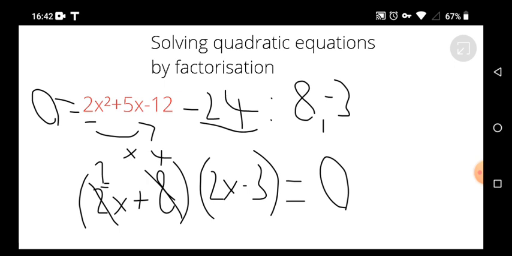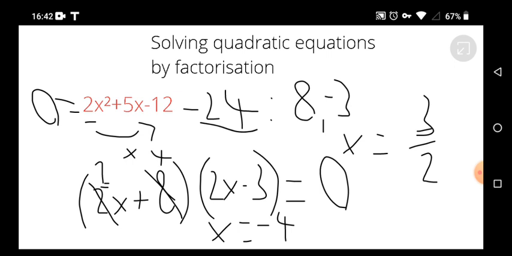Alright, so we have x plus 4 is 0, or 2x minus 3 is 0. So if x plus 4 is 0, then x is minus 4. But if 2x minus 3 is 0, we can add 3 to both sides and get 2x is 3. We can divide both sides by 2, sorry, to get rid of the 2 on the x, and get x is equal to 3 over 2. So that would be 1.5. So minus 4 or 1.5.